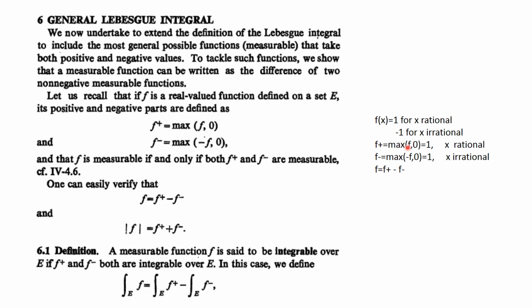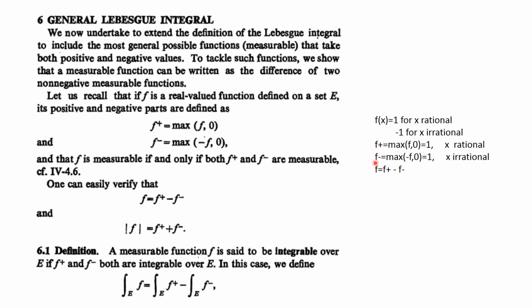Now, what will be the max of f comma 0? Whenever your x is rational, the value of function is 1. So the max of 1 comma 0 will be 1. And whenever your x is irrational, the value of the function is minus 1, so the max of minus 1 comma 0 is nothing but 0. So the f positive part attains value 1 for x rational and 0 for irrational.